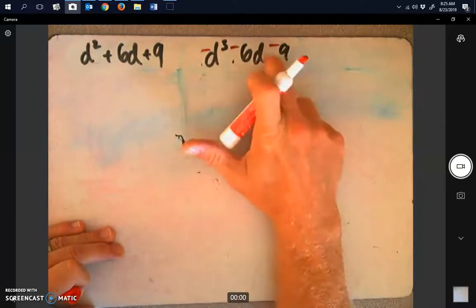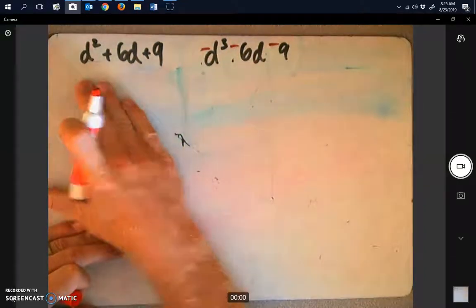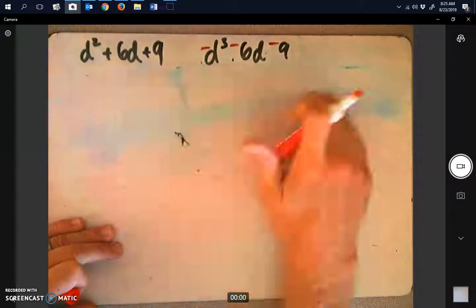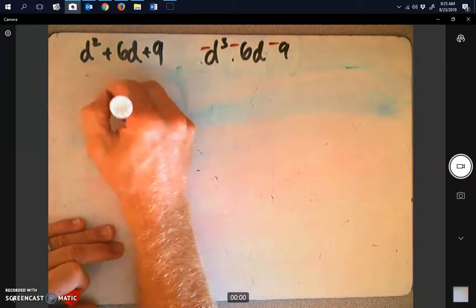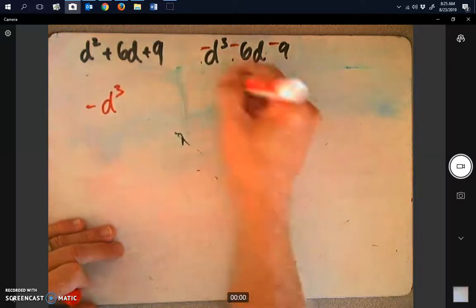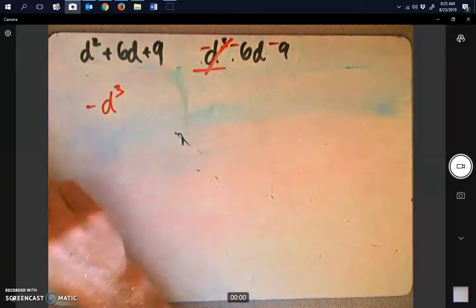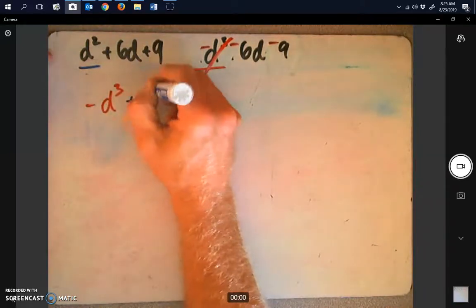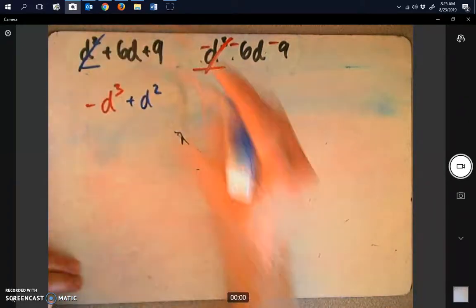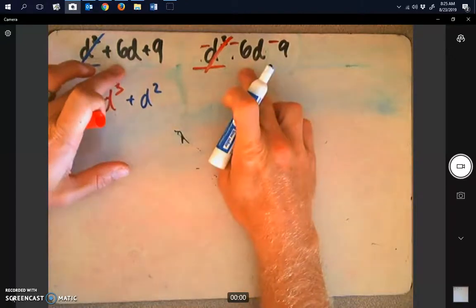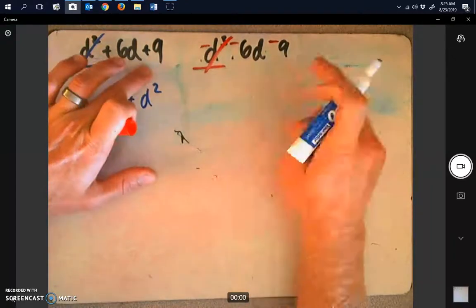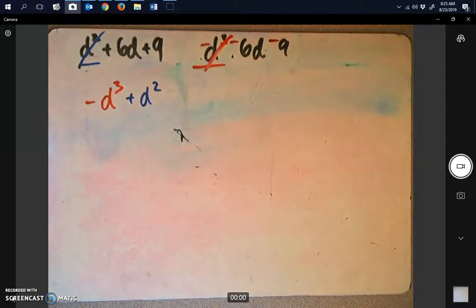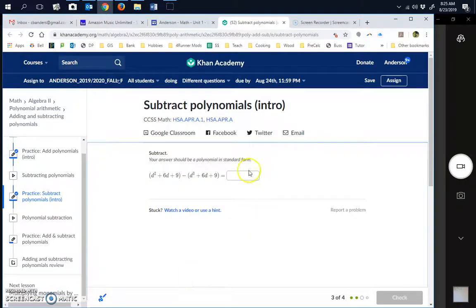Negative, everything's negative. All right, so d squared is not the leading term. We have a d cubed. So are there any other d cubes? I don't see any. So the first term is negative d cubed. We have d squared here. No other d squareds. That's a positive d squared. Okay, and we have 60 minus 60. Those cancel out. Plus 9 minus 9, those cancel out. So our answer is negative d cubed plus d squared.